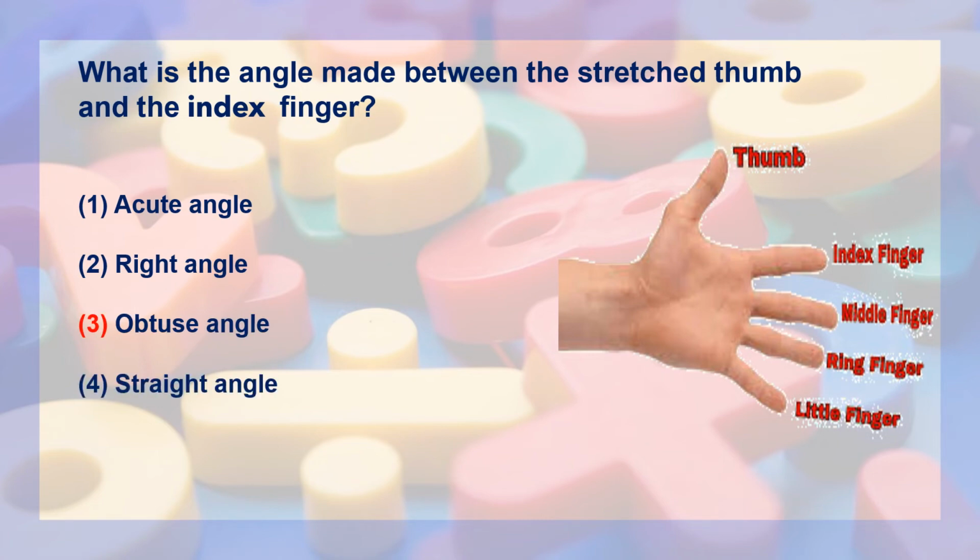Now if you see, this angle which is being formed is more than 90 degrees. If I stretch it out, it will not be completely 90 degrees. It is more than 90 degrees, so it is an obtuse angle. It is asking what is the angle between the stretched thumb and the index finger. This is not a completely stretched thumb, but if you stretch both the thumb and the index finger, it is going to make an angle of 180 degrees. More than 90 degrees and less than 180 degrees, so it is an obtuse angle.